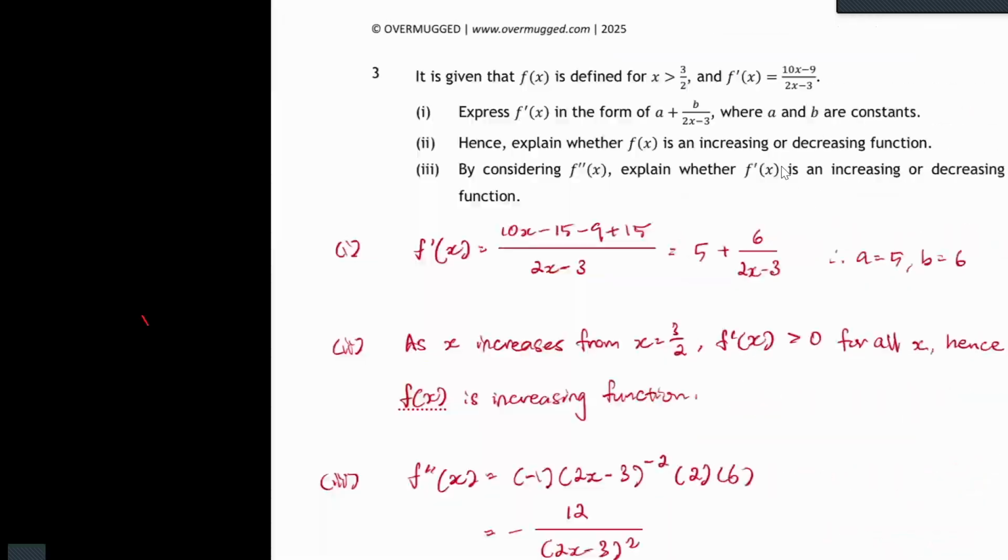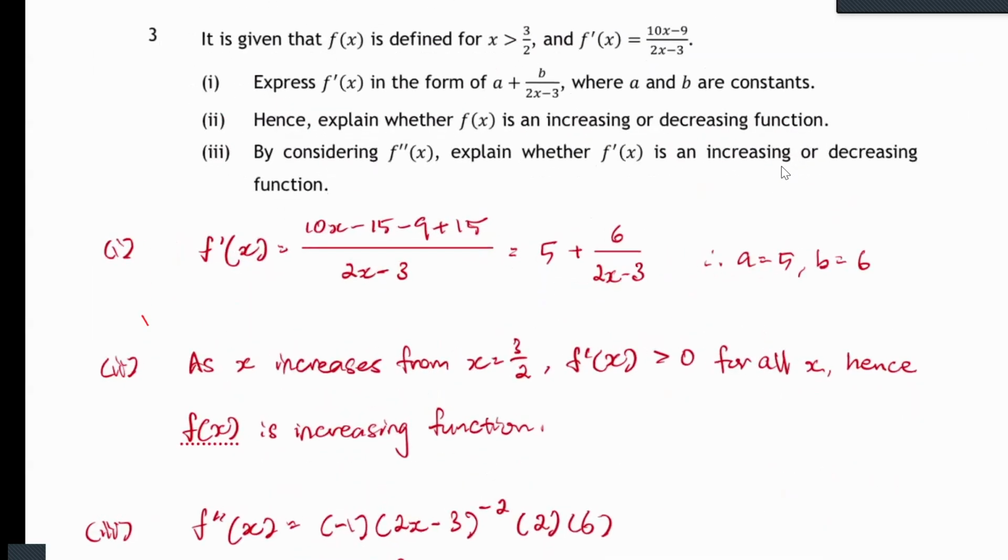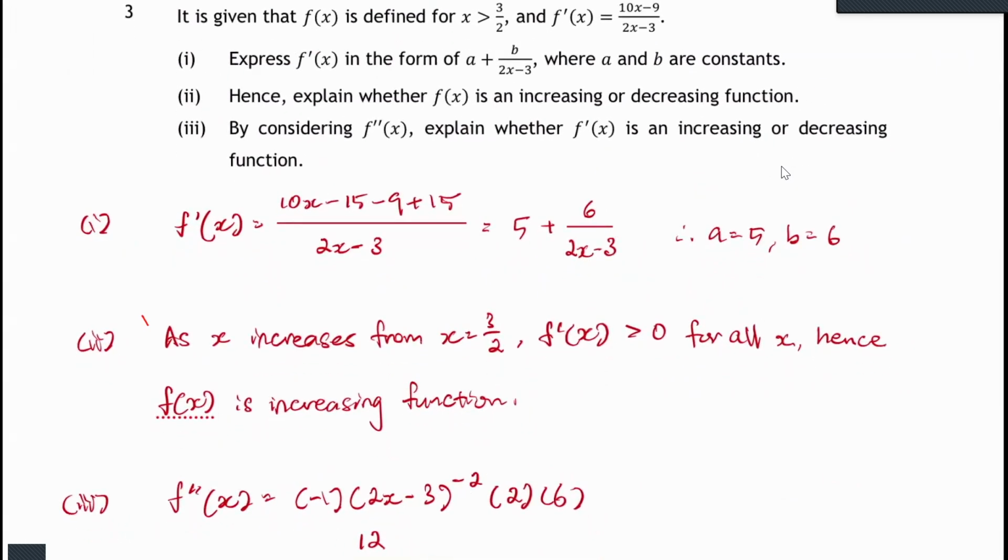Then let's go through. So we analyze the expression for f prime x that we found. For all values of x more than 3 over 2, this value will be positive. This value is clearly positive. 5 is a constant. So therefore, your entire f prime x will just be positive. So as x increases from x equals 3 over 2, the entire gradient expression must be positive, because positive plus positive. So therefore, fx is an increasing function.